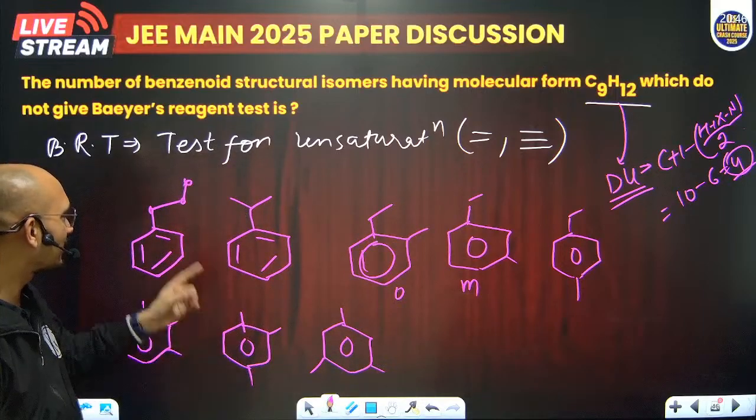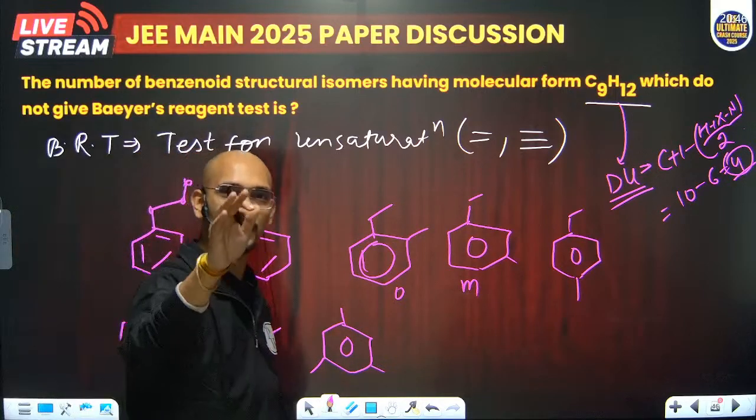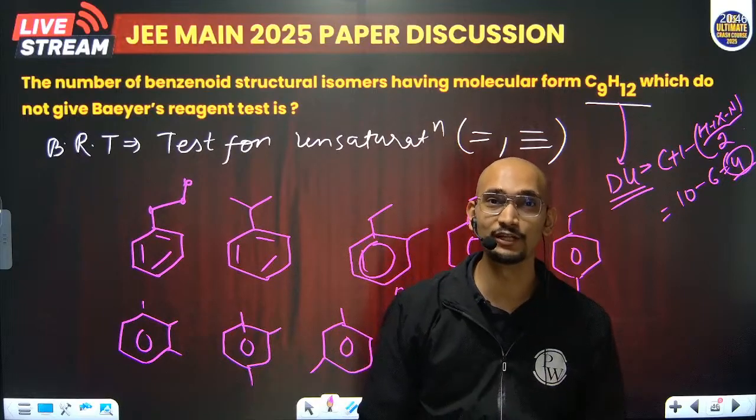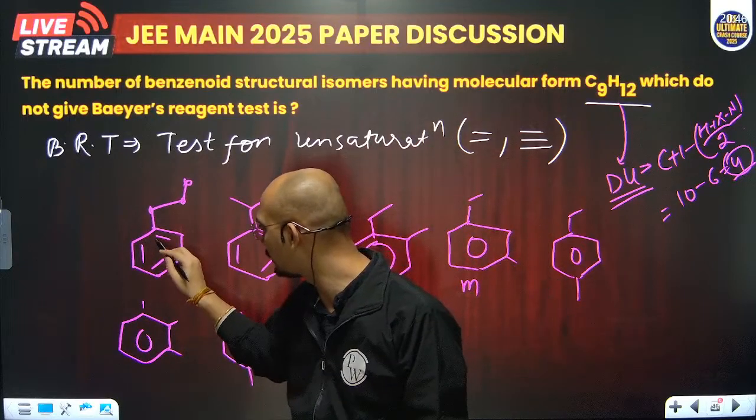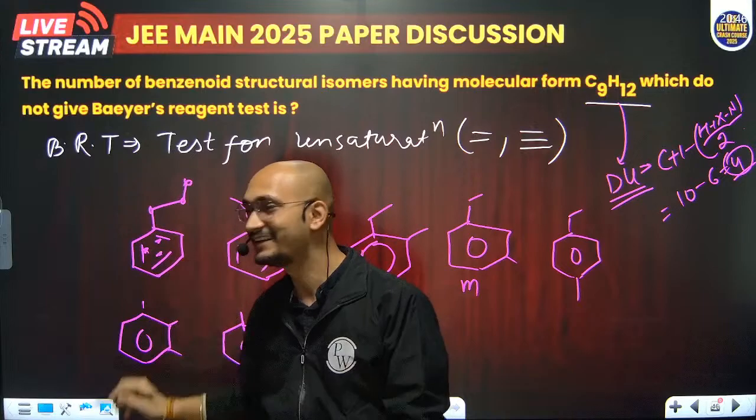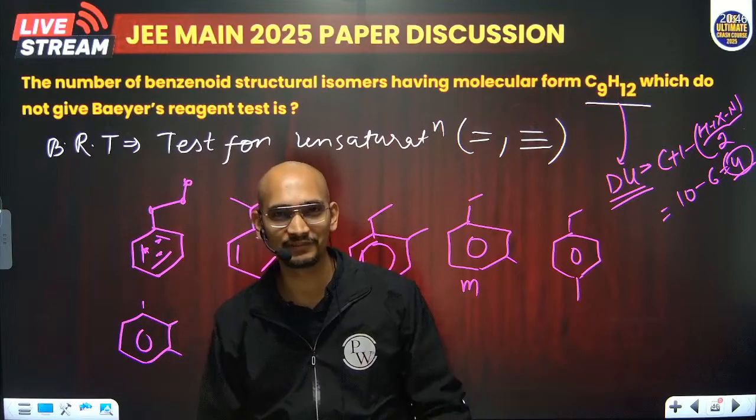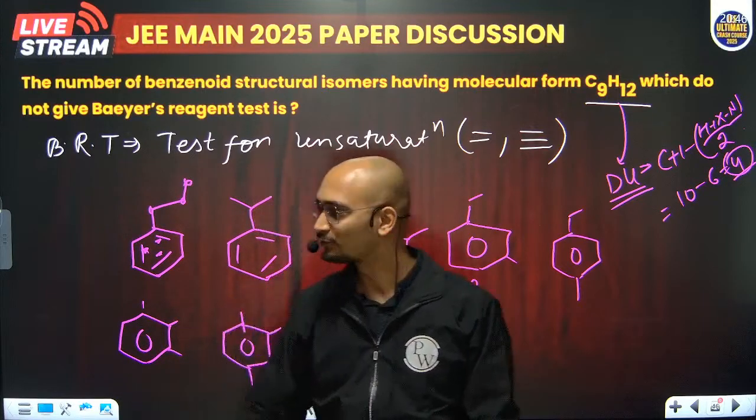Now my question is, does the benzene ring give Bayer's reagent test or not? No, never. Why so? Because all these pi bonds are delocalized. They are not localized, and if they are not localized, so what we can say, they will.